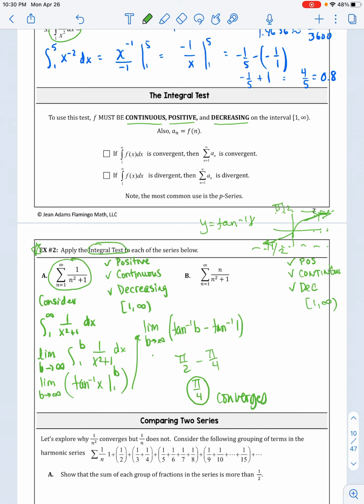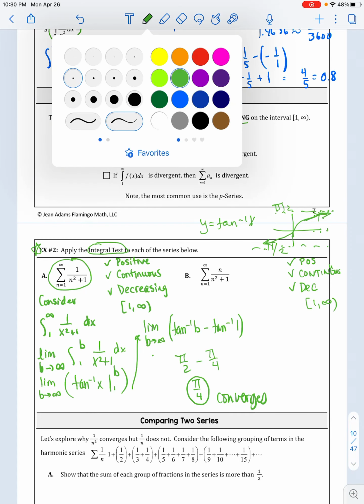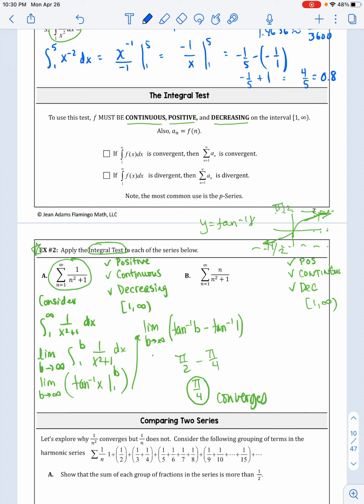One way to prove that something is decreasing is to take the derivative and show that for our interval from 1 to infinity, the derivative is negative there, okay? That's another way to show that a function is decreasing. But since we could kind of talk our way through it, we didn't have to worry about it. So we are going to consider the integral from 1 to infinity of x over x squared plus 1 dx.